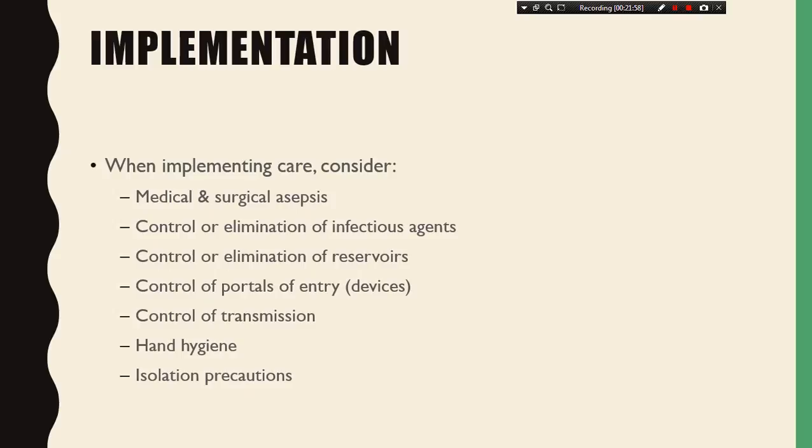So in implementing care, when we're thinking about infection control, we need to think about medical and surgical asepsis. What would we be using in the situation? We'll talk about that in lab in a couple weeks, but where would we use medical asepsis versus surgical asepsis? We need to control or eliminate infectious agents, control or eliminate reservoirs, and control the portal of entry, and that would be our devices, our IVs, our catheters, our breathing tubes, our large central lines that we put in our patients who are critically ill.